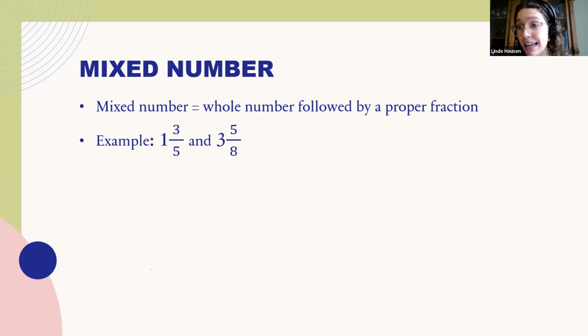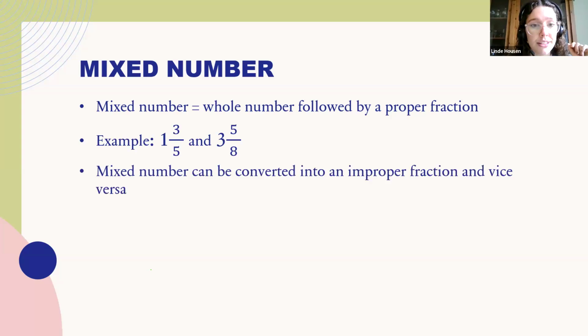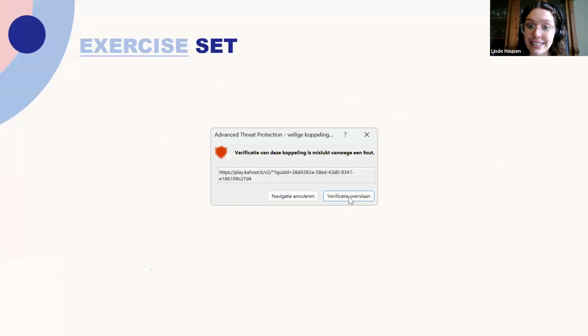So I brought some examples as well. So we have a whole number and then it's followed up by a proper fraction, very important, a proper fraction. The numerator is smaller than the denominator. And a mixed number can be converted into an improper fraction and vice versa. But I don't think we will go into this more. That is for the next chapter. So let's go to the exercise.